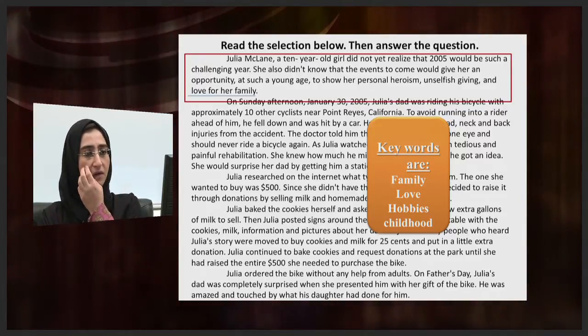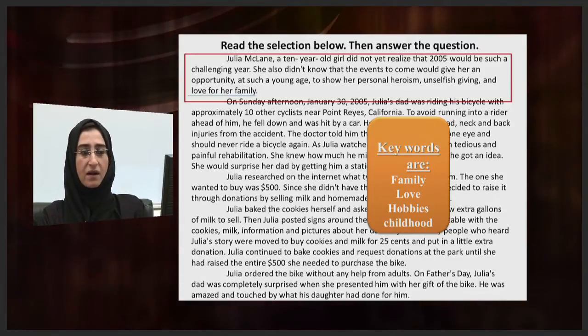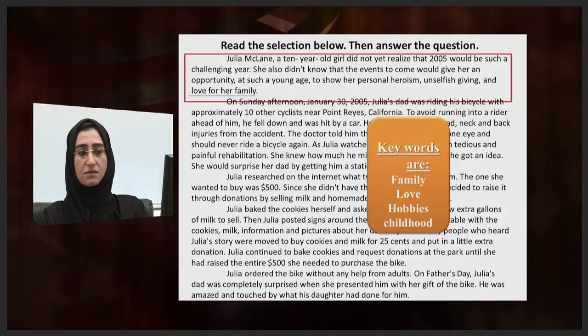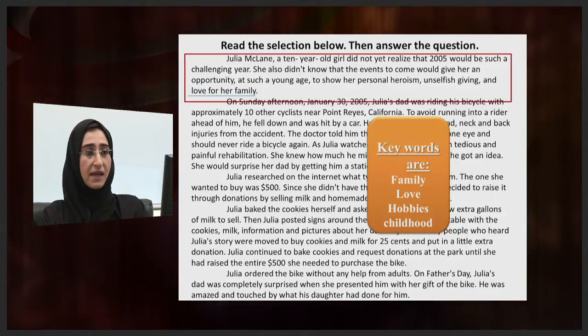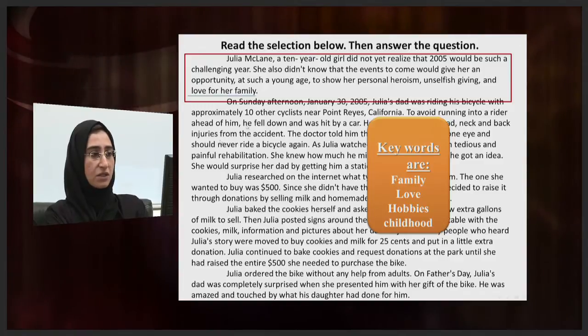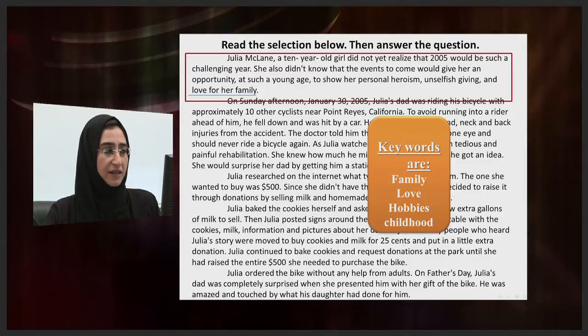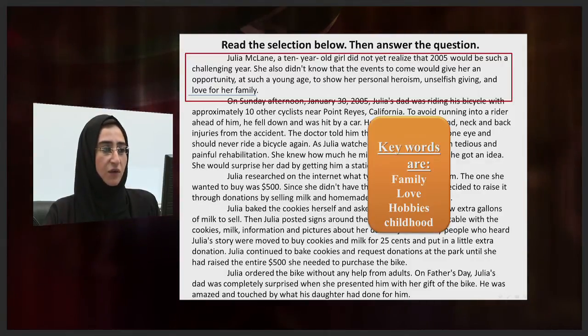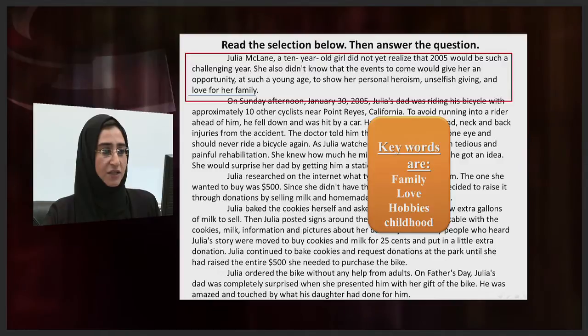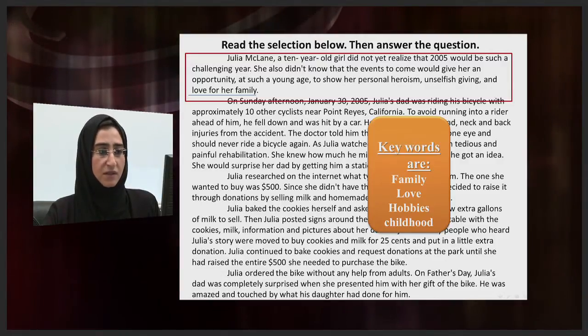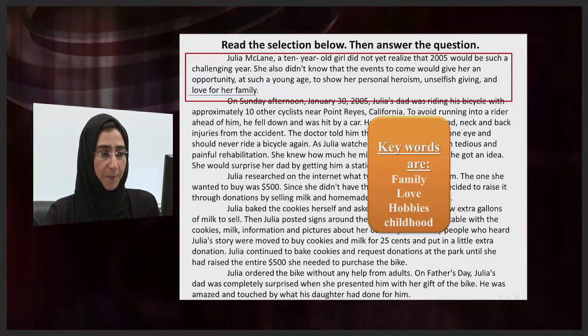So I'm focusing here on the introduction, and there are some key words that will help us. It is family, love, hobbies, and childhood. As you can see here, she talked about love for her family. Let's read it first. Julia Macklin, a 10-year-old girl, did not yet realize that 2005 would be such a challenging year. She also did not know that the events to come would give her the opportunity at such a young age to show her personal heroism, unselfish giving, and love for her family.